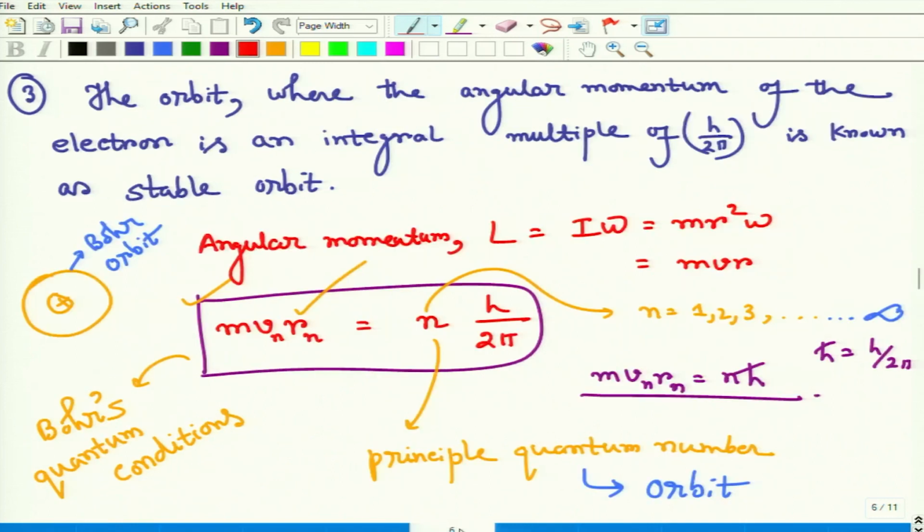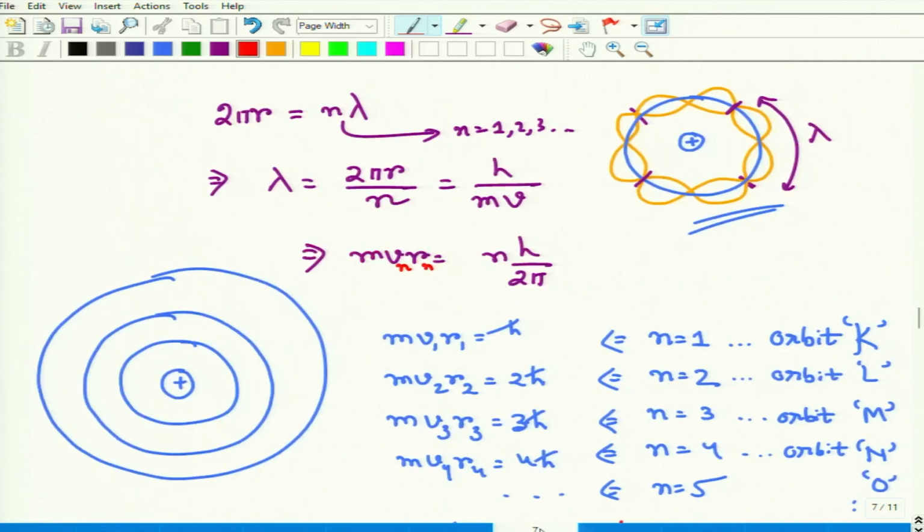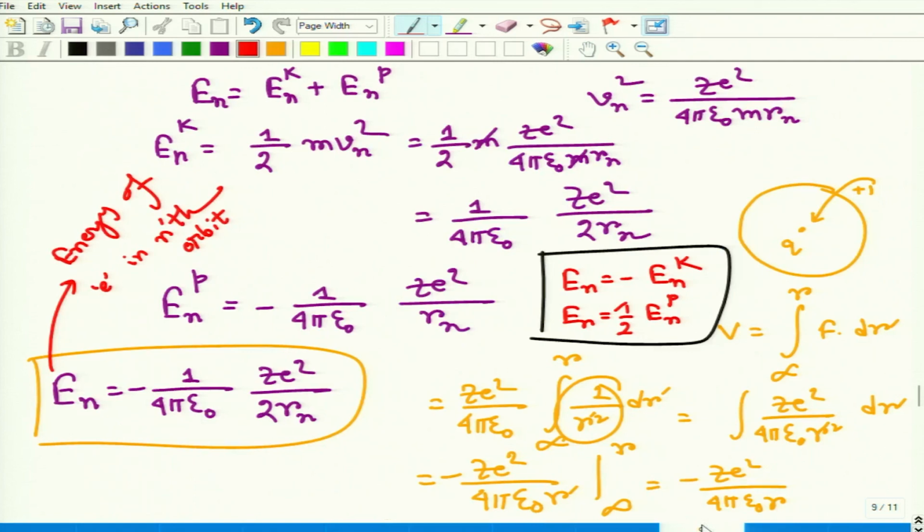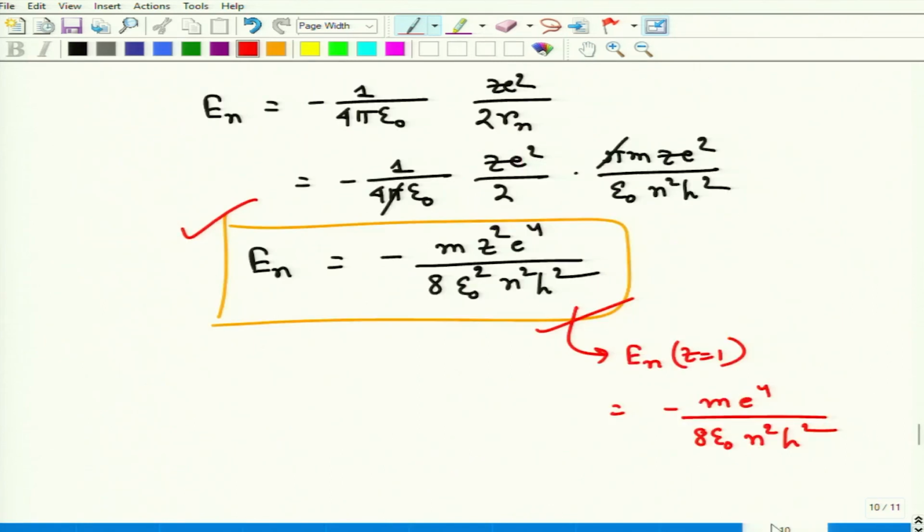Then we discussed the most important thing, Bohr's quantum condition, which says which radius will be allowed as the Bohr orbit. Then we gave some justification from the de Broglie hypothesis behind this postulate. After that we discussed the application of Bohr theory. We evaluated the radius of the nth orbit, which is called the Bohr orbit, and we also evaluated the form of the total energy of that nth orbit. In the next class we will carry forward from here and discuss the hydrogen atom, and then the atomic spectra.